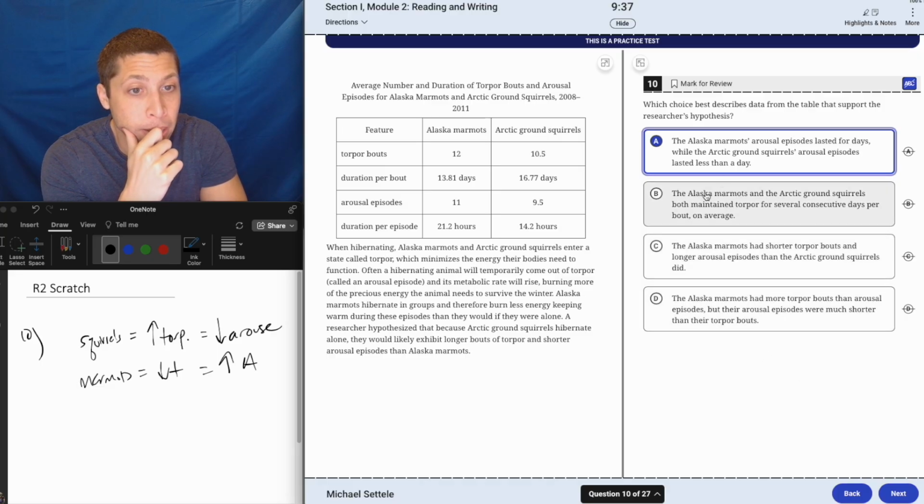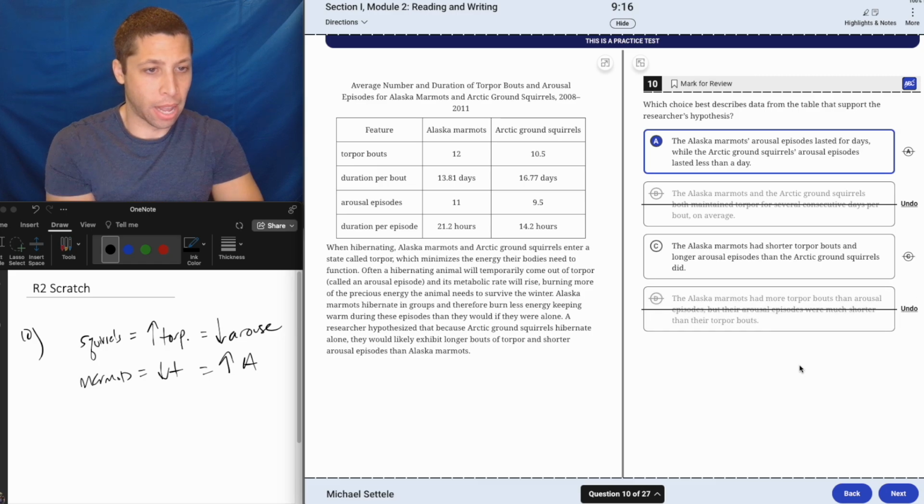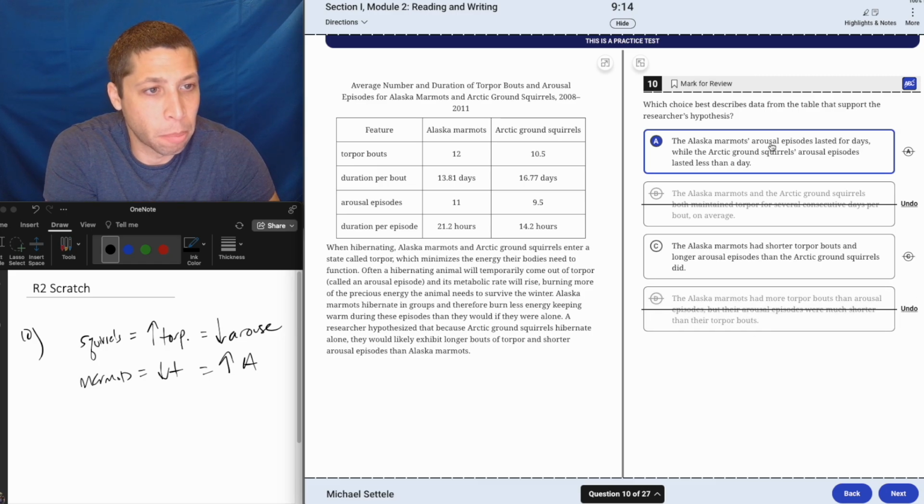That sounds good. The Alaska marmots and the Arctic ground squirrels both maintained torpor for several... No, that's saying they're the same. The Alaska marmots had shorter torpor bouts and longer arousal episodes than the Arctic ground squirrels did. That also sounds good. The Alaska marmots had more torpor bouts... No, we don't want to compare them with that. So what's the problem with A? Alaska marmots' arousal episodes lasted for days. No, they didn't. So let's make sure this is right.